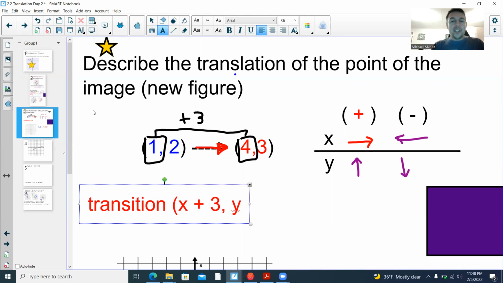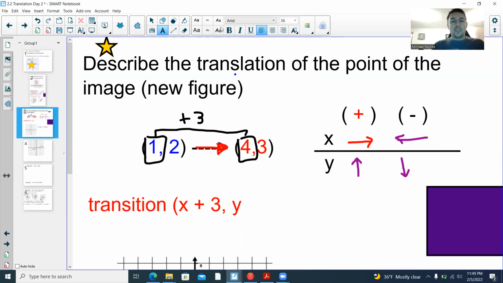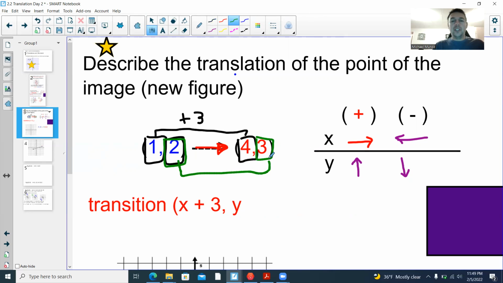And then I have to do my y's. So I'm going to look at my y's and I'll do the same thing. I'm going to pay attention to what happened to my y's right here. I should use a different color. Pay attention to what's happened to my y's, from here to here, from 2 to 3. It is going +1. So remember, a positive for the y means up 1.